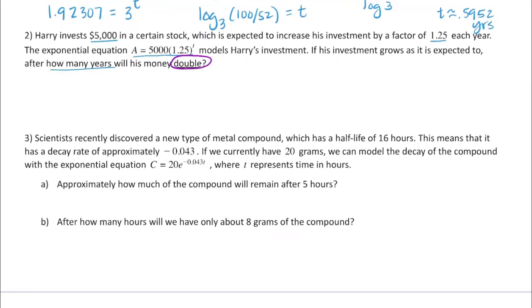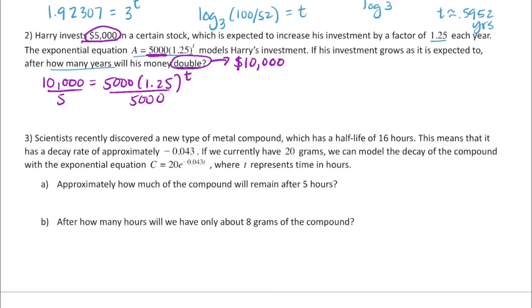So the fact that we're told, explicitly here, yes, it's in the equation, but we're also reminded that the initial amount was 5,000. So double means 10,000, right? So we're looking for when will it reach 10,000? So that's the part we're plugging in for A in this equation. Again, isolate the variable as much as you can. So divide by 5,000 on both sides. And you'll get 2.